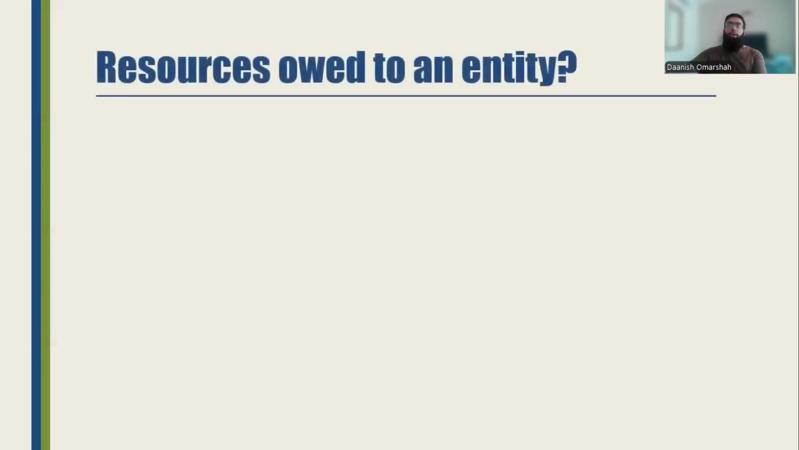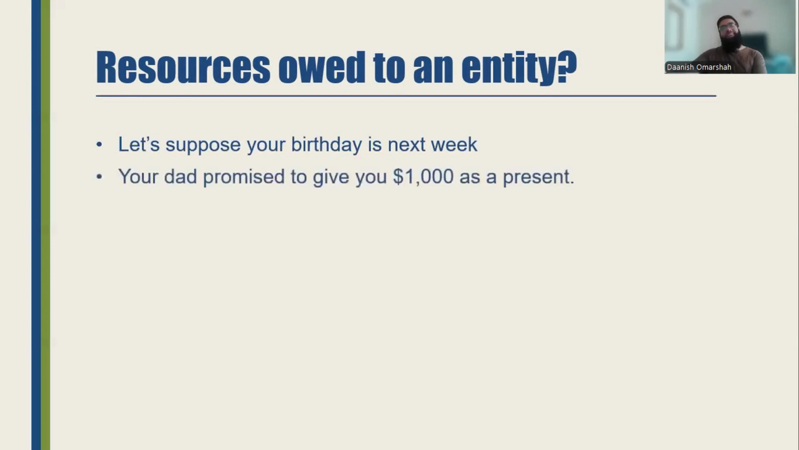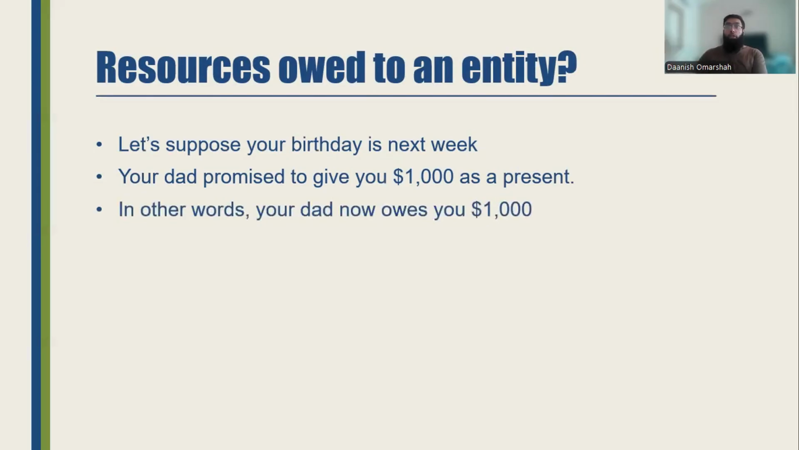Moving on. The second point was resources owed to an entity. Let's suppose your birthday is next week. Happy birthday. Your dad promised to give you $1,000 as a present. What a wonderful dad. In other words, your dad owes you $1,000. He owes you. This is what it means, resources owed to an entity. So that's your asset.